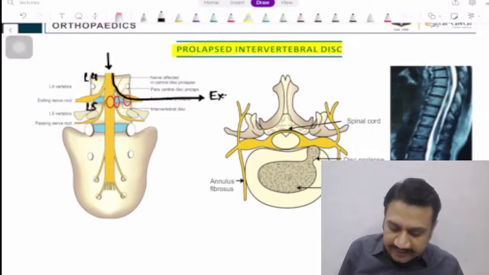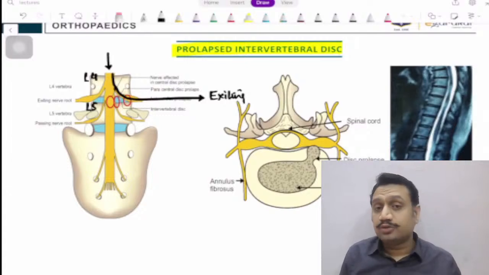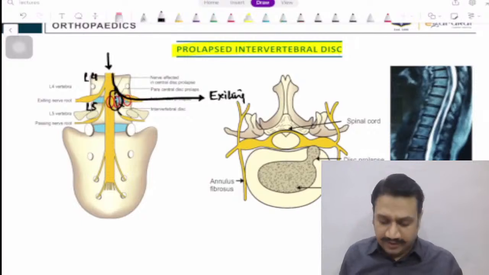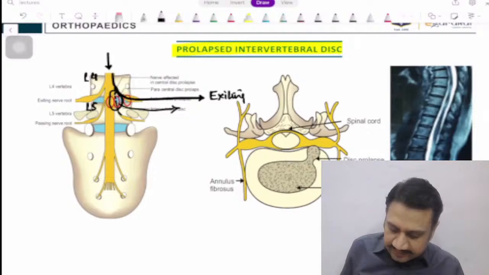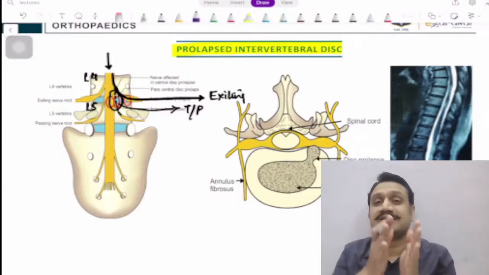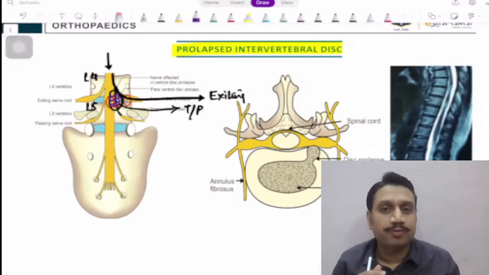The most common compression is when the nerve gets compressed next to the center. And this kind of compression is called what? Okay, it is the paracentral compression. Please remember, this is a paracentral compression. So when there is a paracentral compression, it is going to compress the nerve root which is next to the center, right? This is the most common type of disc prolapse.